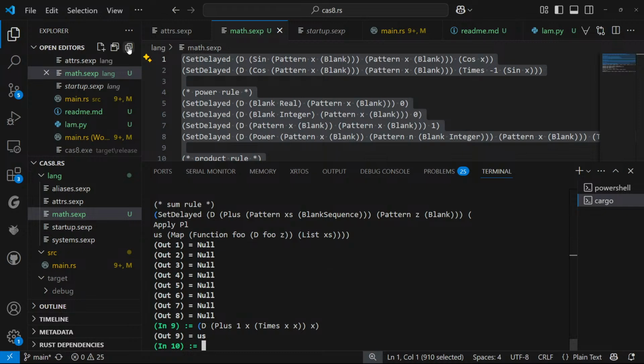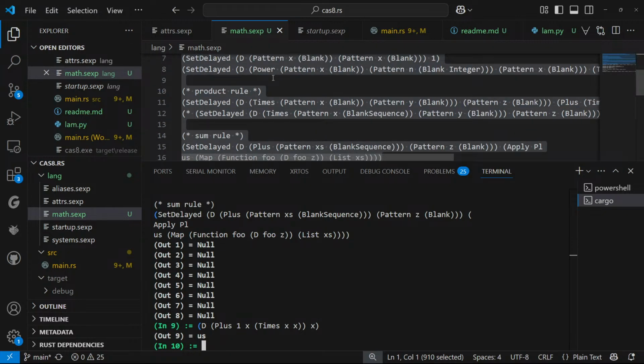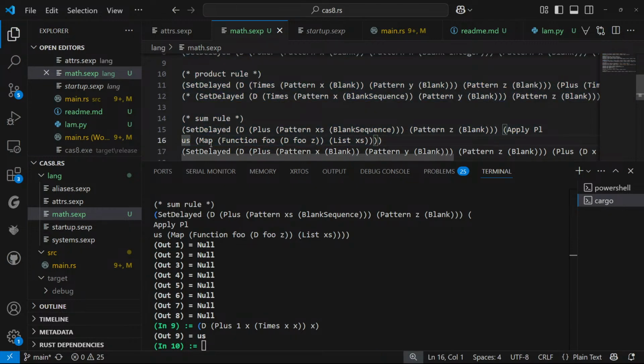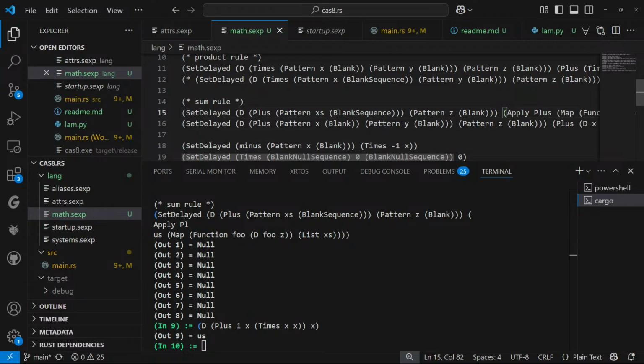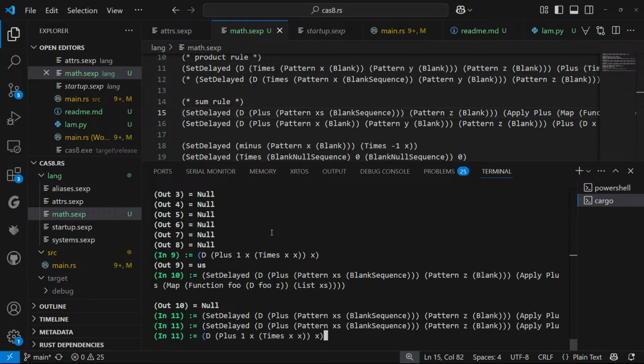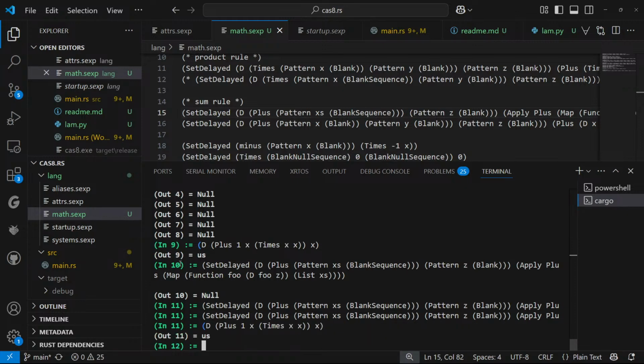What's us? Oh, you know what? I must have misspelled something. Where's my sum rule? Oh, jeez. Apply PL to U best. That's great. I'm guessing that this is not going to do what I want.